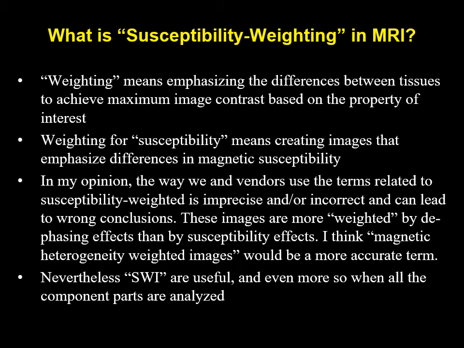In my opinion, the way we and vendors use the terms related to susceptibility to weight images is imprecise and bordering on incorrect and can lead to wrong conclusions. When we look at the magnitude components, these images are more weighted by the dephasing effects occurring in those voxels rather than magnetic susceptibility effects. The clumsy term of magnetic heterogeneity weighted images would be more accurate, but that term is really never used. Nevertheless, SWI, susceptibility weighted images, are useful, and even more so when all the component parts of these images are analyzed.